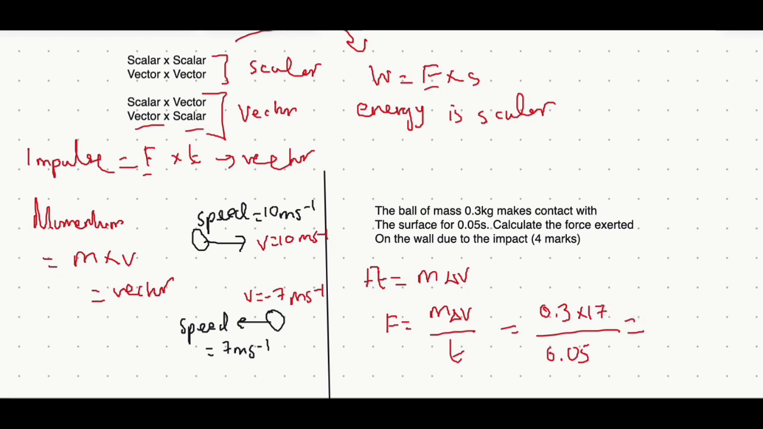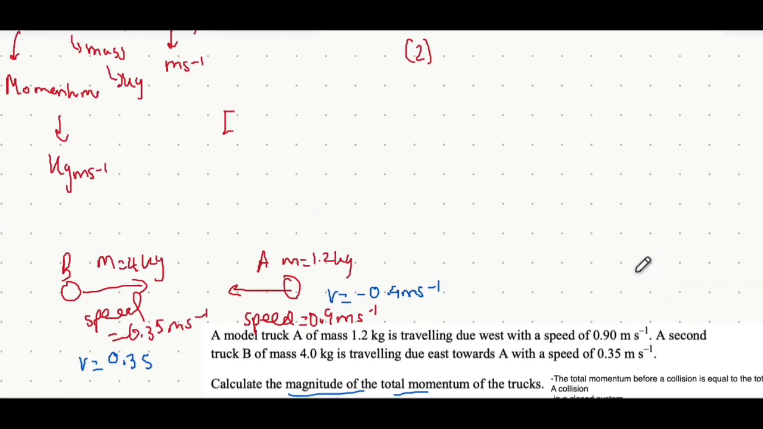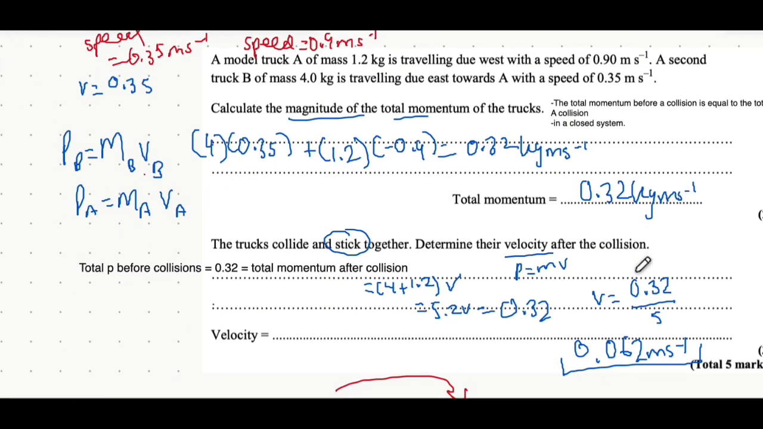Let's now put that into a calculator. 0.3 times 17 over 0.05. And that's equal to 102. Now, because force is measured in newtons, we can just put newtons. I hope you guys can see here how everything in momentum sort of fits together like a puzzle. But yeah, we went through two different exam questions, and these are the ones that come up most commonly in this new spec of A-level physics.